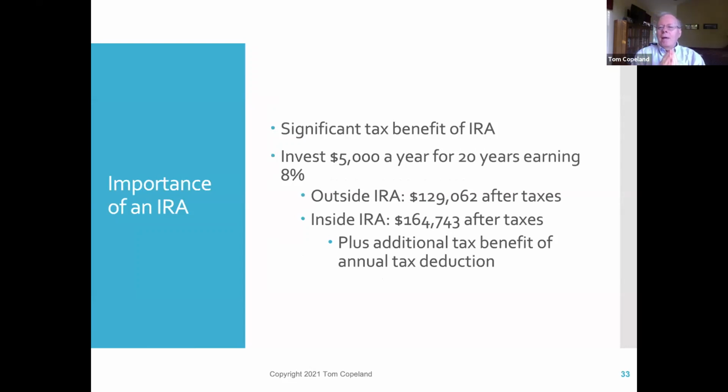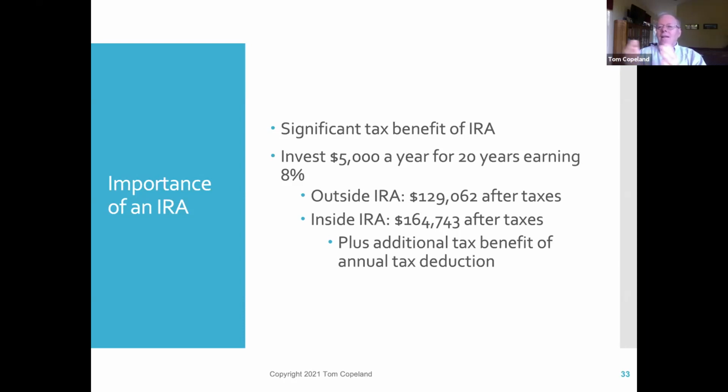Here's the significant benefit of an IRA. Let's say you invest $5,000 each year for 20 years, and it earns 8%. If you just put money in a fund that is not labeled as your IRA, so you don't get the tax benefit, you're going to have about $129,000. If you put the money in an IRA and take advantage of the tax benefit for it being an IRA, you're going to have about $164,000.